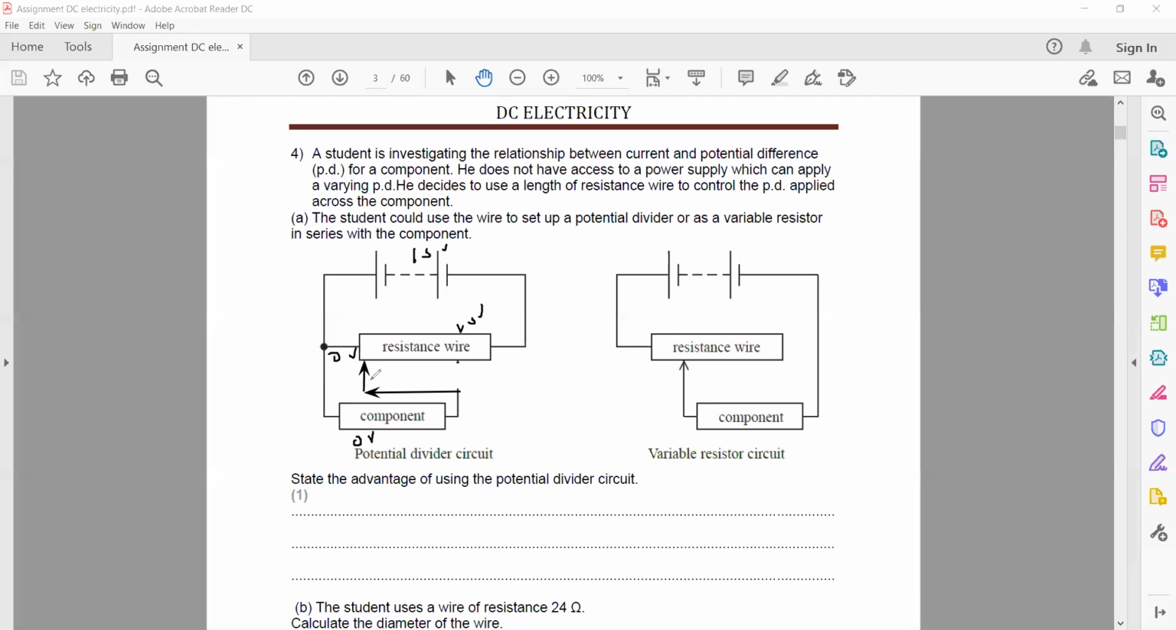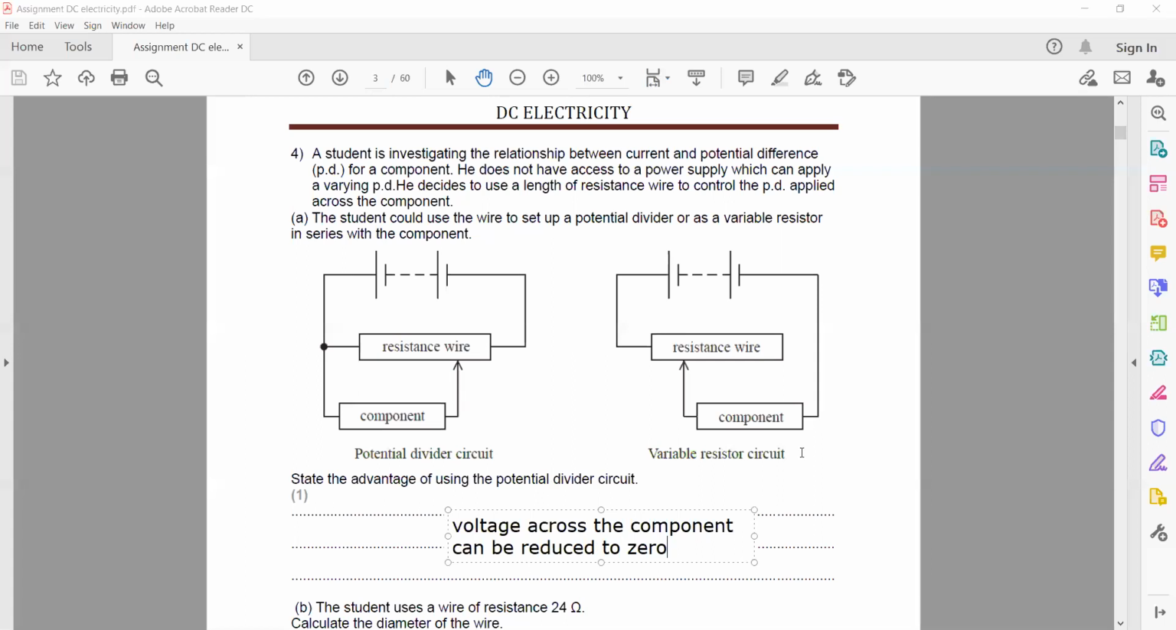So here we can reduce the voltage to 0, but in a variable resistor or rheostat, we cannot reduce the voltage to 0. So the advantage of using a potential divider circuit is that the voltage across the component can be reduced to 0. That is the main advantage over a rheostat or variable resistor circuit. Is it clear? The advantage and the reason.